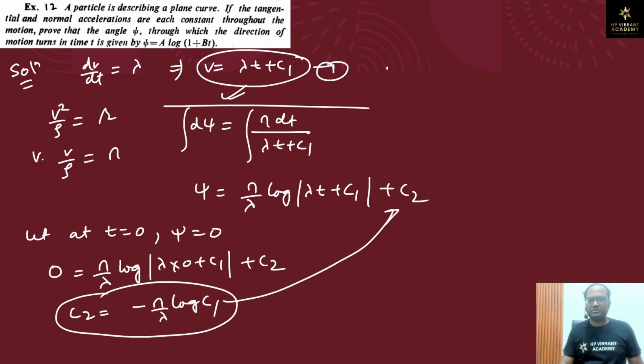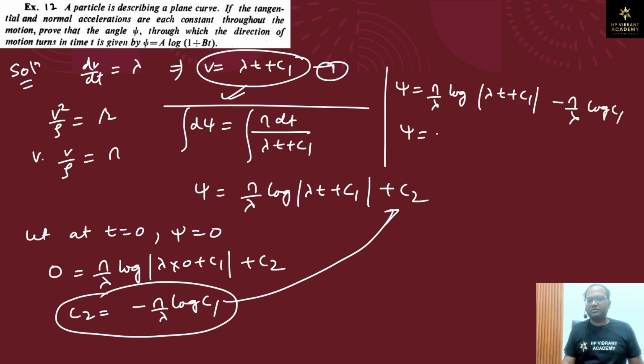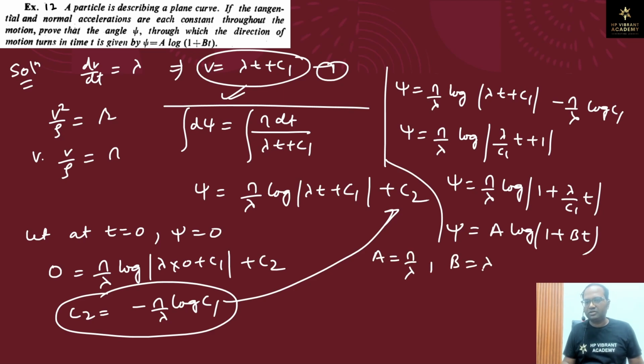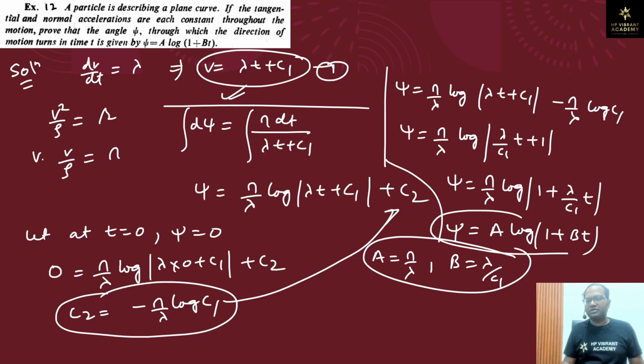So we have psi is equal to mu upon lambda log of lambda t plus c1, minus mu upon lambda log c1. So psi is equal to mu upon lambda log of (lambda upon c1 into t plus 1). So psi is equal to mu upon lambda log of 1 plus lambda upon c1 into t. We can write this as psi is equal to a log of 1 plus bt, where a is equal to mu upon lambda and b is equal to lambda upon c1. So this is the equation.